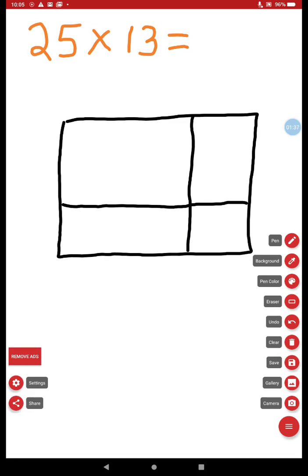And up at the top, I'm going to take, well, what's in the ones place for 25? Well, 5 is. I'm going to write 5 up here. What's in the tens place? Well, 20 is. 20. 20 plus 5 gets me 25. Okay. What about 13? What's in the tens place? Well, 10. What's in the ones place? Well, 3. 10 plus 3 gets you 13.